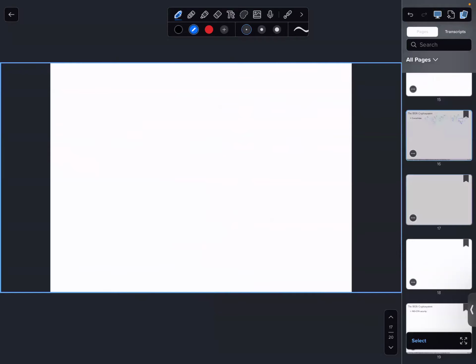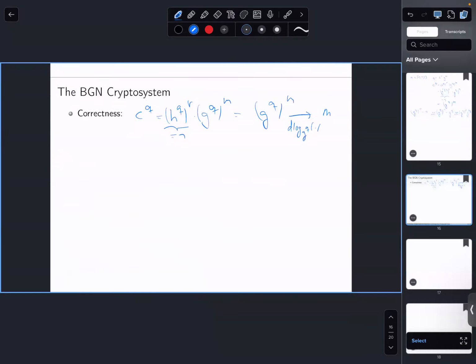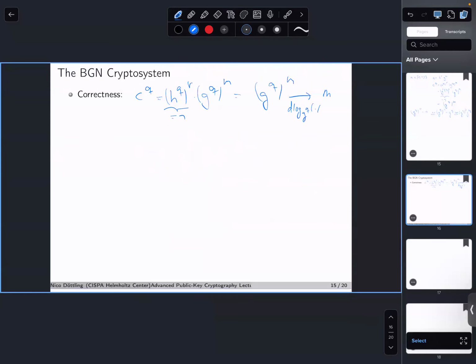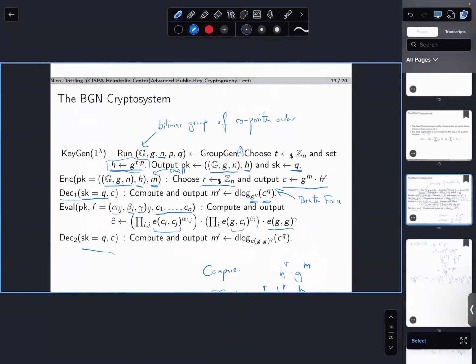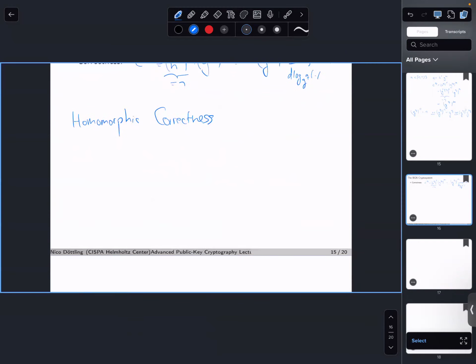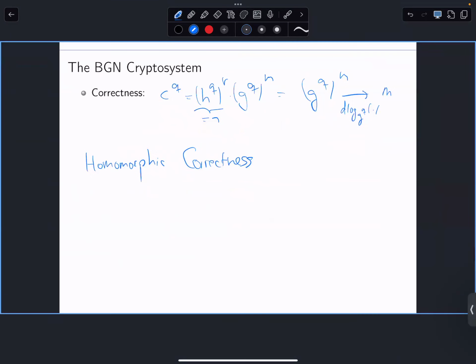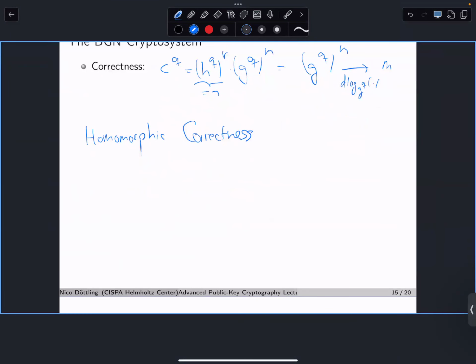But let's, so good. Why did I go for 3 slides here? Let's look at homomorphic correctness, the more interesting one. Let's first look at a homomorphically computed ciphertext.